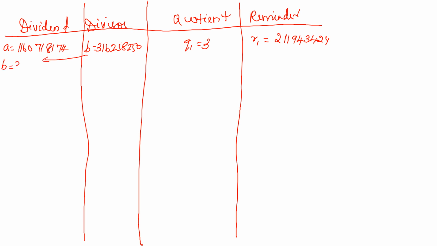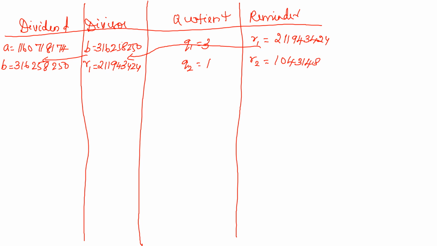Okay, case 2, you are going to shift your B, which will become your dividend. So B will be equal to 316258250. Then you are going to shift this R1 here. So R1 will be equal to 211943424, and the new quotient Q2 will be equal to 1, and your new remainder R2 will be equal to 104314826.